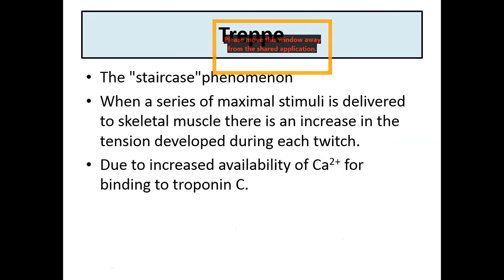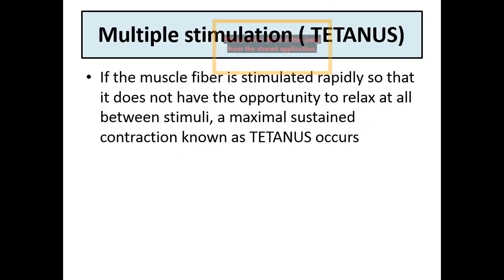More calcium means more binding to troponin C, more exposure of the active site, more cross bridge formation, and this will increase the force of contraction. Now, what happens during multiple stimulation? If you apply the stimulus so rapidly that you don't have the opportunity to relax at all between the stimuli, maximal sustained contraction, known as fused tetanus or tetanic contraction, is seen.